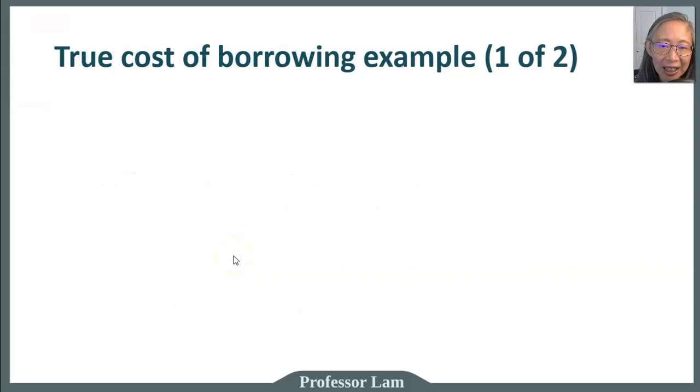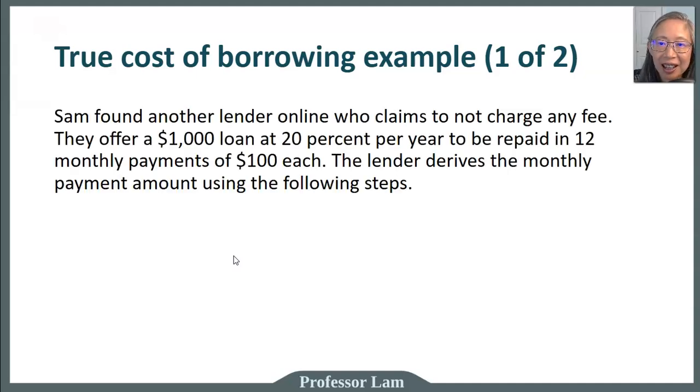Now let's take a look at yet another lender that Sam finds. He saw the $50 loan fee and realized, wow, that's a lot of money. And they do some more research, and they find someone online that says, we don't charge fees. We offer you a $1,000 loan at 20% per year. But they have to pay it back at $100 each over 12 months.